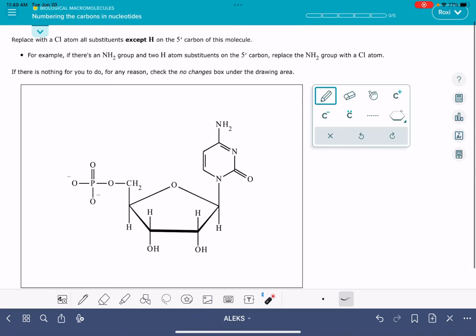In this video, we're going to work on the ALEKS problem called numbering the carbons in nucleotides. This problem is going to give us the structure of a nucleotide. It's going to direct us to a particular carbon in the nucleotide. This one is directing me to the 5' carbon. And then it's going to give me some instructions on what to do at that particular carbon.